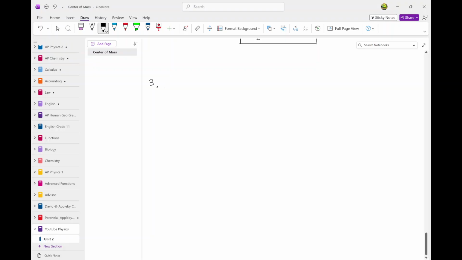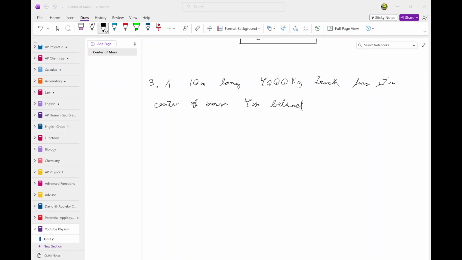Let's say a 10-meter long, 4,000 kilogram truck. What does it say? Has its center of mass 4 meters behind the front of the truck.